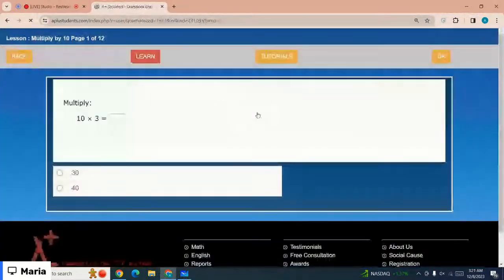Okay, the first one is multiply 10 times 3. So which is the correct option? 10 times 3 equals... Is the correct option 30, right? You have to do 3 times 1. So 3 times 1 is 3 and you have to add a 0. So 10 times 3 is 30. So the correct option is 30.